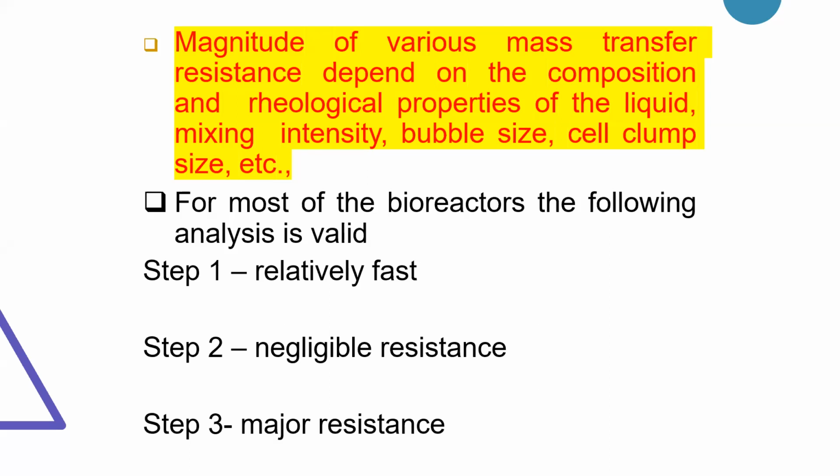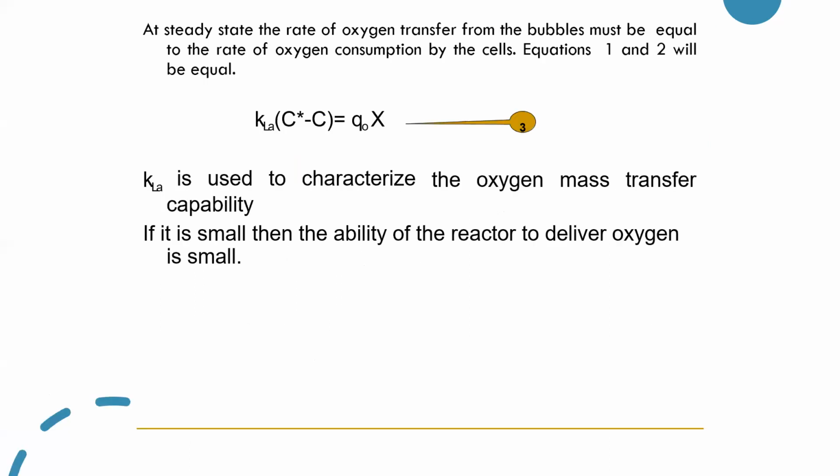So these are the various factors which affect the mass transfer resistance when oxygen is transferred from bubble to broth. This equation, which I have shown you here, gives me the gist of oxygen transfer. On the left hand side, I have shown you OTR, how much oxygen is getting transferred. OTR is KLa (C star minus C), as I just told you. And on the right hand side, I have shown you OUR, the oxygen uptake rate.